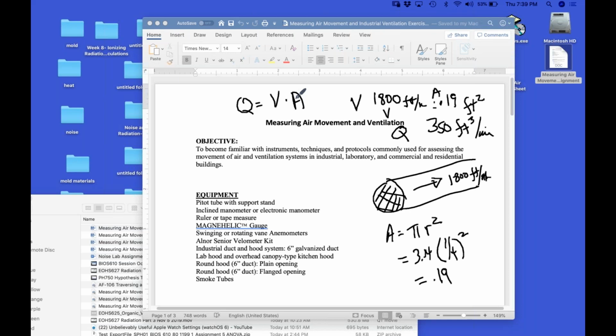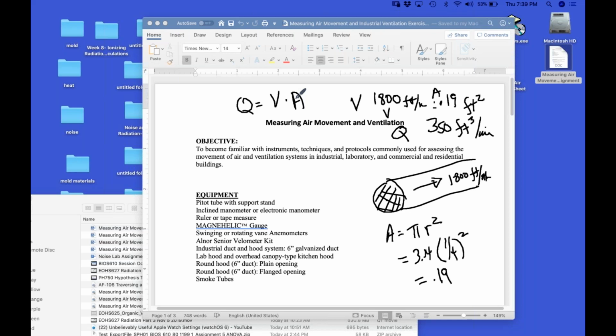All right, so what happens? If we need 100 feet per minute to capture the contaminant, this worker can't be working 9 inches away from the base of this hood. He's got to be within 6 inches of the base of this hood. That's capture velocity. We need enough velocity. So if we need him to work a foot away from here, he can't get closer than a foot.